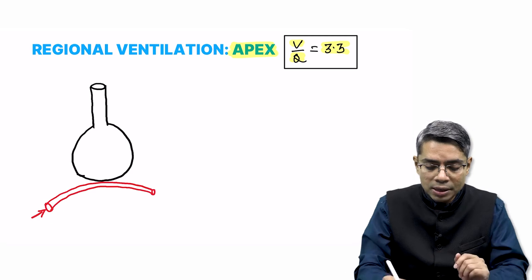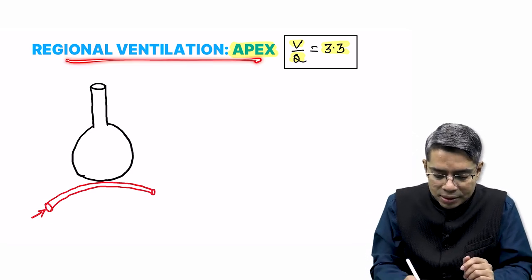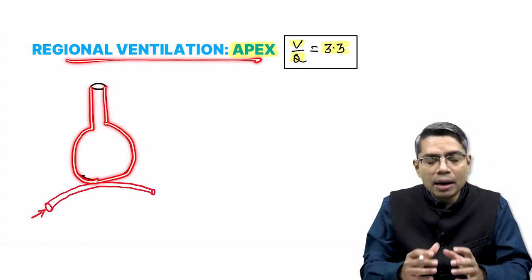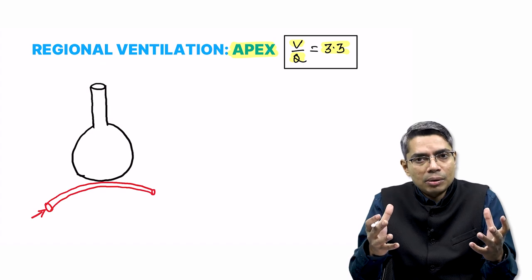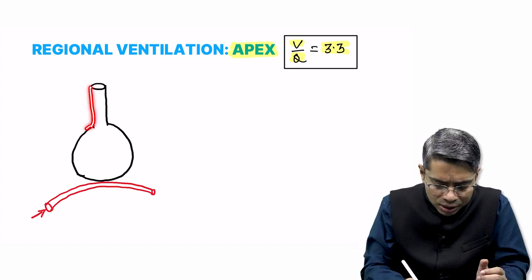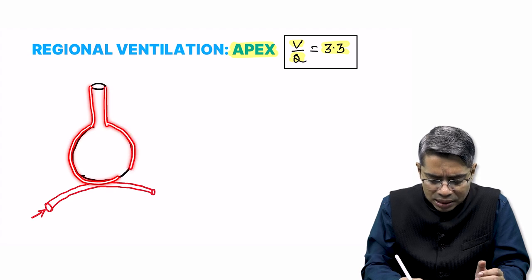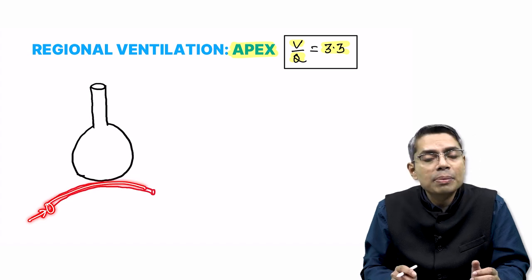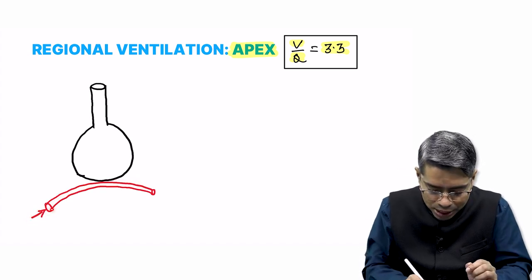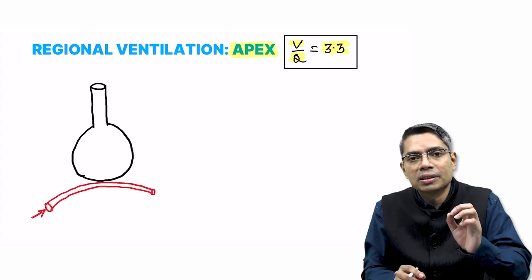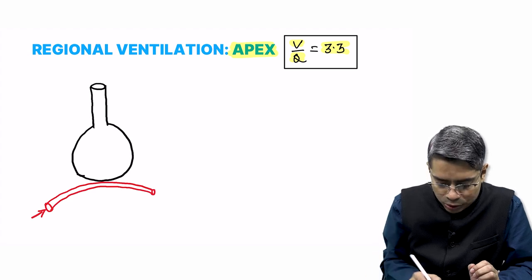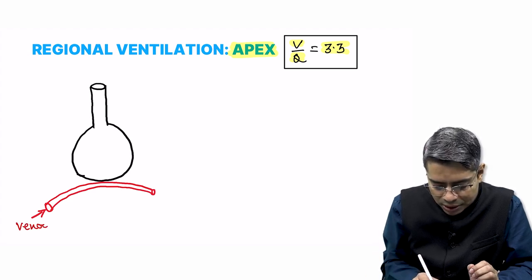Try to imagine once again. At the level of apex, this is the alveoli. The alveoli are very large in size, which we have already understood. So this is a very large alveolus at the level of apex, and the blood flow or the perfusion at the level of apex is very less. That's why the diameter of this capillary is very thin, and through this capillary, which kind of blood is reaching? We all know that through this capillary, the venous blood is reaching this alveoli.